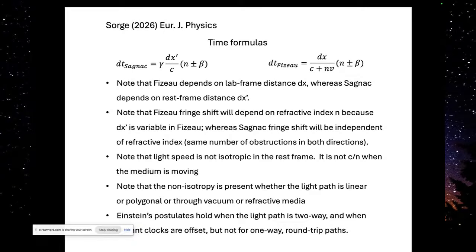And so in Fizeau, the outcome is influenced by the refractive index, by essentially the density of the obstructions that are in the refractive substance. Whereas in Sagnac, your dx prime length, your rest frame length, is the same. It's your laboratory length that's different in Sagnac. And so you encounter the same number of obstructions in the plus and minus directions in Sagnac, and so the refractive term drops out. And experimental evidence shows that refractive index has no effect on the Sagnac fringe shift, but it does have an effect on the Fizeau fringe shift.